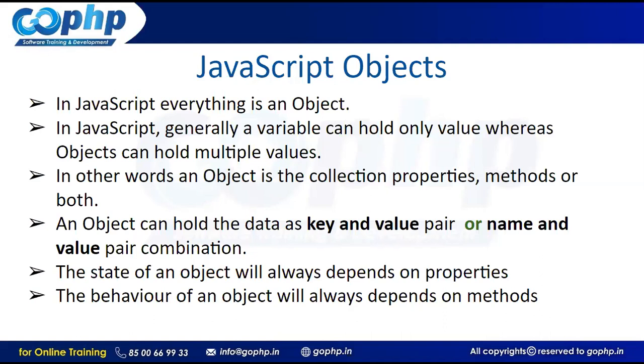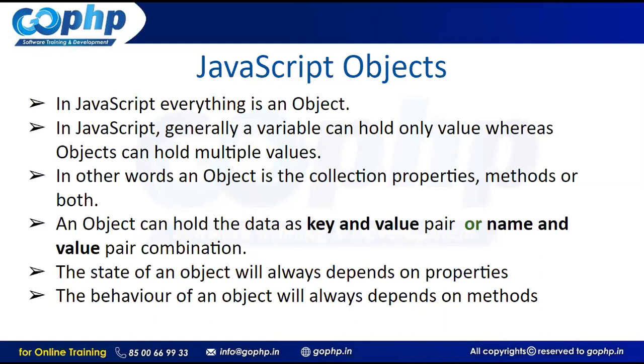And how can we create an object here, right? In how many ways can we create an object? That we are going to see. But while creating an object, just remember an object is a key and value pair combination, or people also call it a name and value pair combination, right? How we can create an object, we will see.